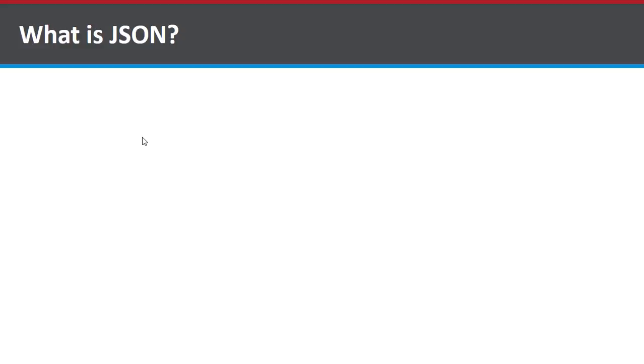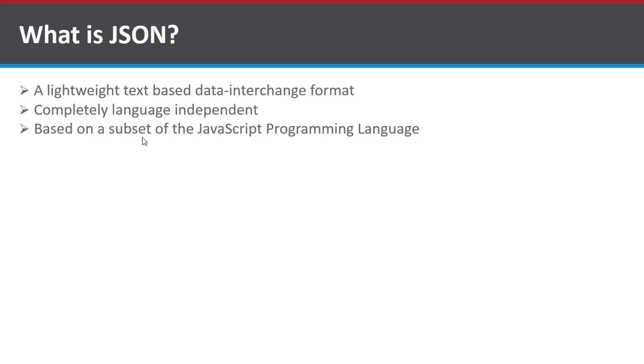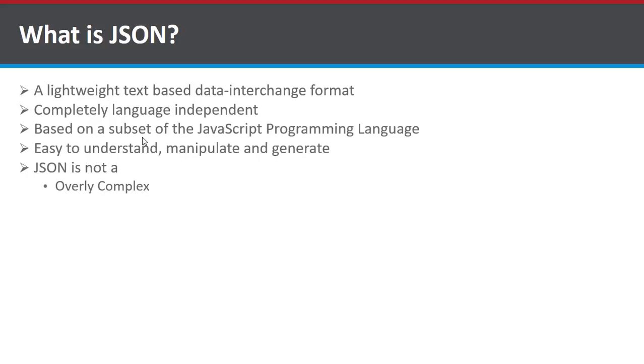Next is what is JSON. So JSON is a lightweight text-based data interchange format. It's completely language independent. It is based on a subset of the JavaScript programming language. It is easy to understand, manipulate, and generate. JSON is not overly complex. It is not a document format. It is not a markup language. It is not a programming language.